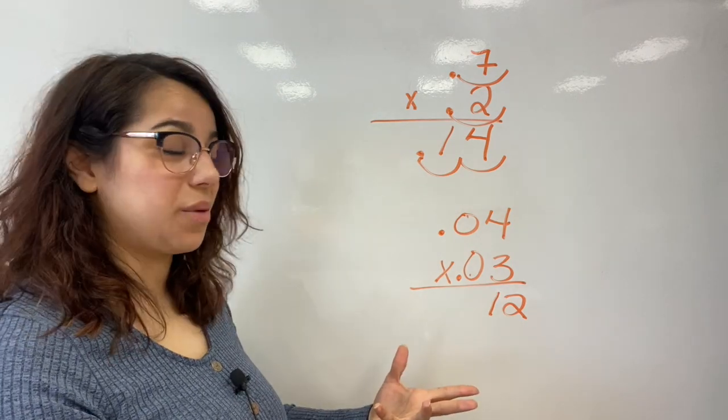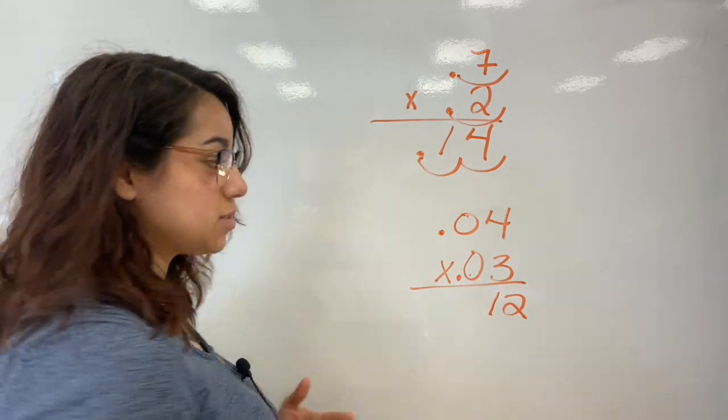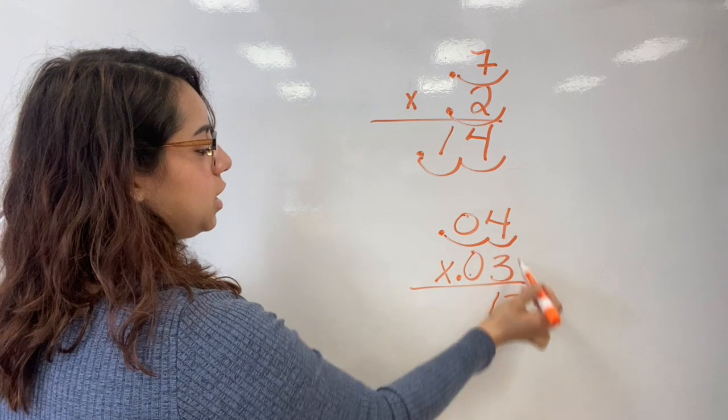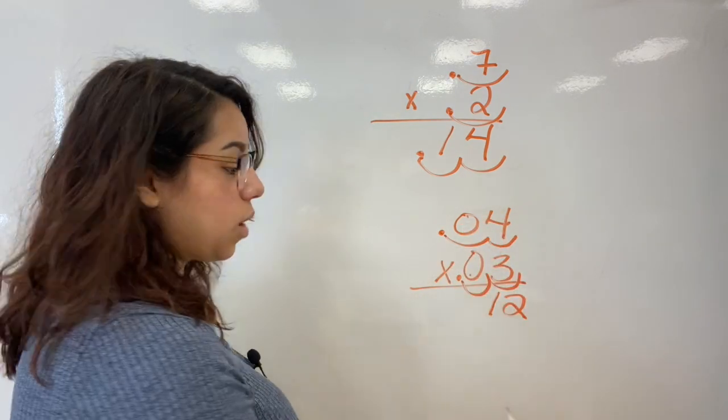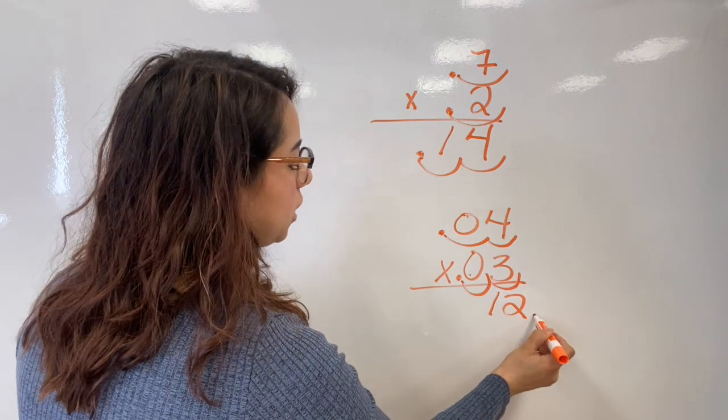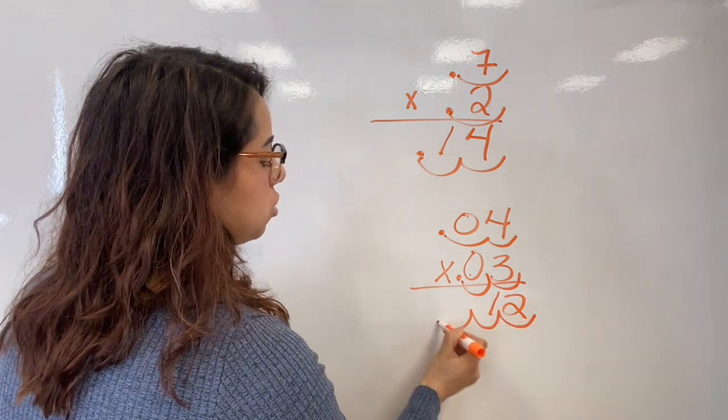And now I can count my loops. So I have 1, 2 here, plus 2 more, which gives us 4. So I'm going to start here and I'm going to count 1, 2, 3, 4.